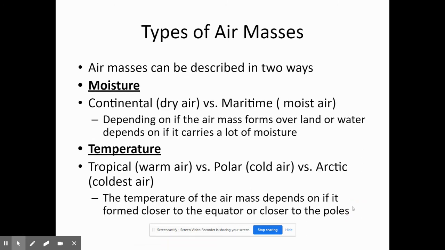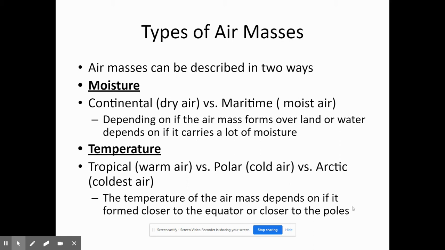Air masses can be described by their moisture content and their temperature. The moisture content, whether or not they form over land or water, will determine how much moisture is in the air. So continental air is dry, it forms over land. Maritime is moist and it forms over water.